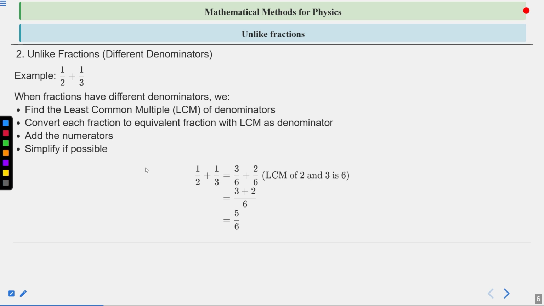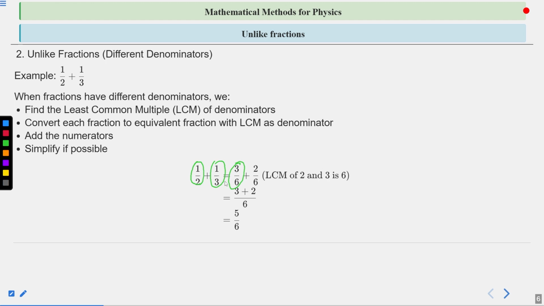So let's take an example. We have two fractions, 1 by 2 and 1 by 3. The important point here is that the denominators are different. So find the least common multiple. It will be 6. By multiplying the denominator and numerator, here 1 into 3 and 2 into 3, it will be 3 by 6.